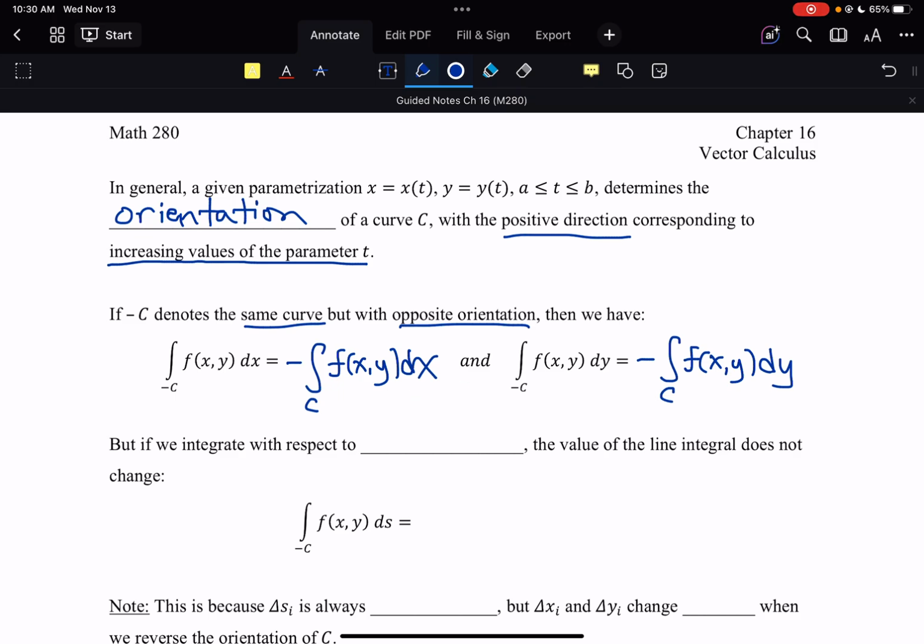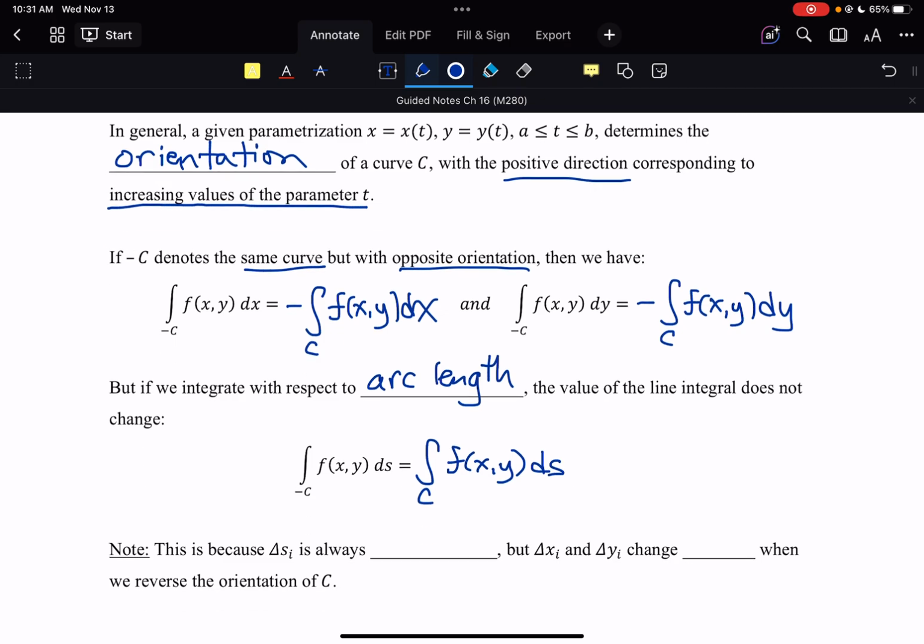And this is because x and y are both directional, right? X has a positive direction and a negative direction. Y has a positive direction and a negative direction. So if you're going the opposite direction, you're going to get the opposite answer. But if we integrate with respect to arc length, the value of the line integral does not change. So the line integral over the opposite of C is equal to the line integral over C with respect to s, with respect to arc length.